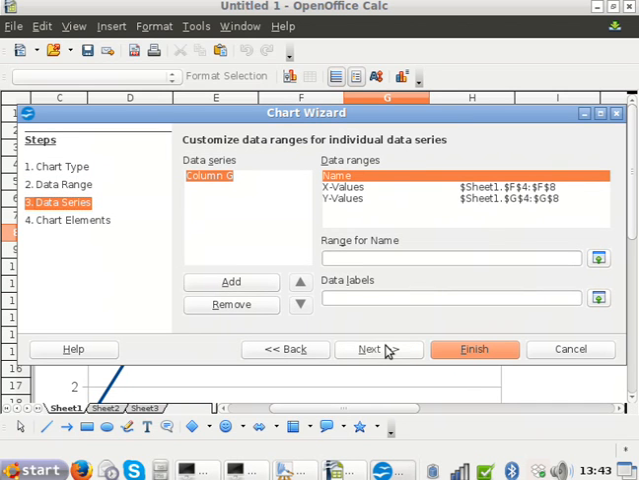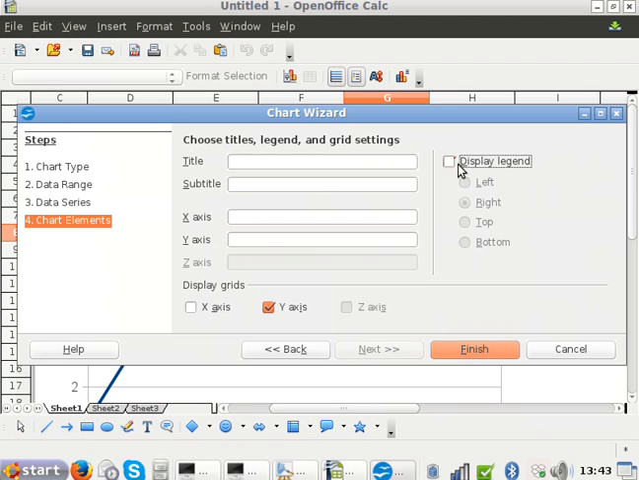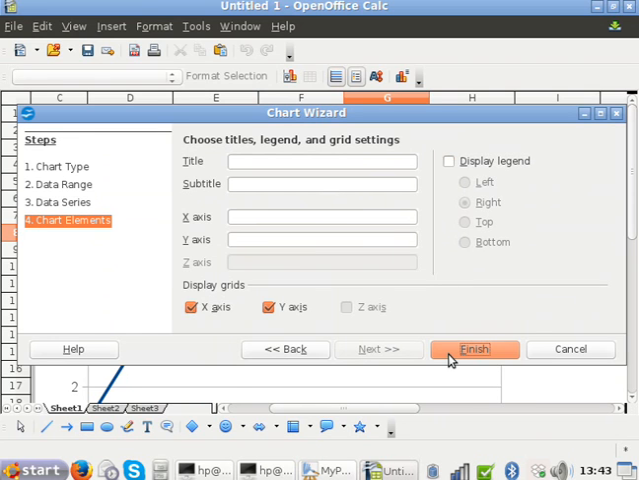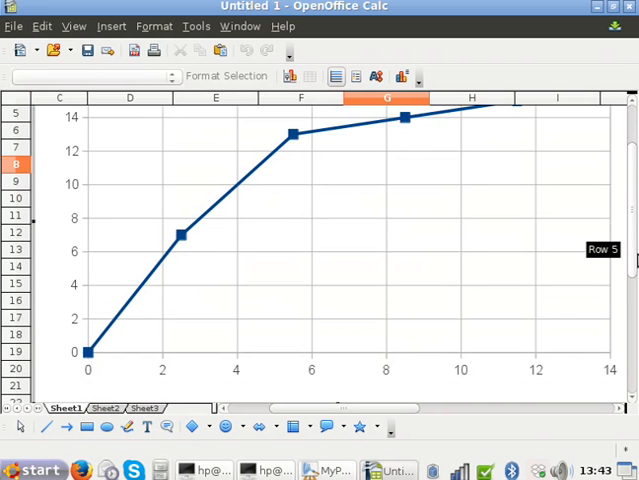Next. I won't bother putting in the title. Okay, so now it's looking a bit nicer. So 3.75 would be about here. So what would you say the lower quartile is? About 1.5. Something like this. Okay, whatever.